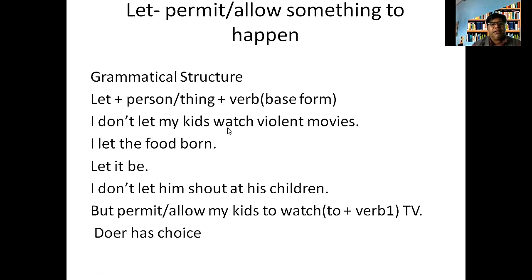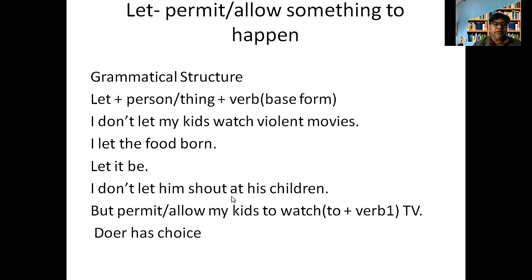I don't let my kids watch violent movies. I let the food burn. Let it be. Sometimes we say let it be done in passive structure. I don't let him shout at his children. I don't let him shout. Negative one. Let him shout.